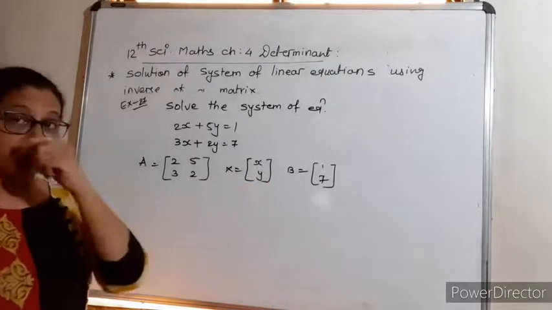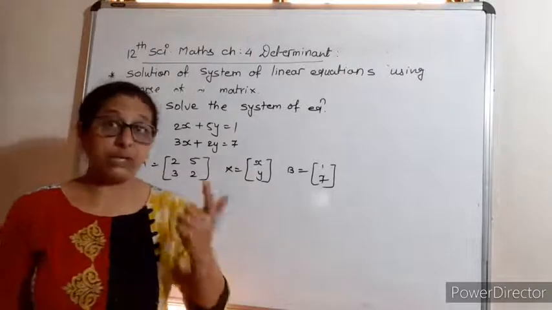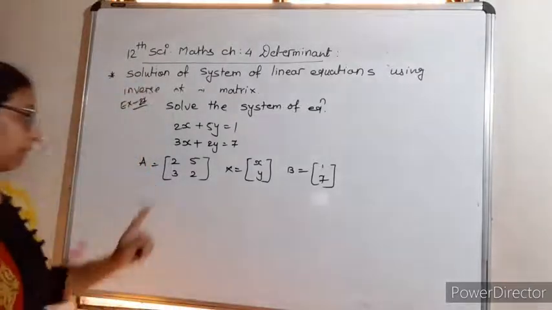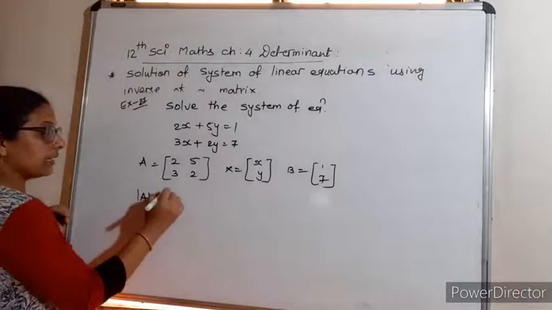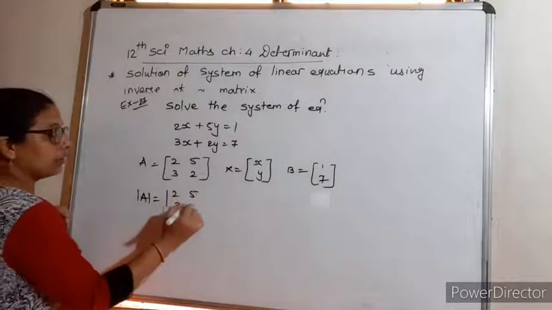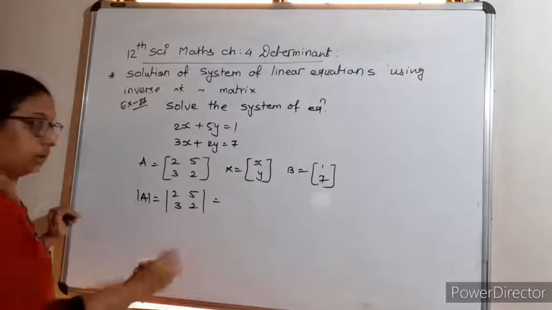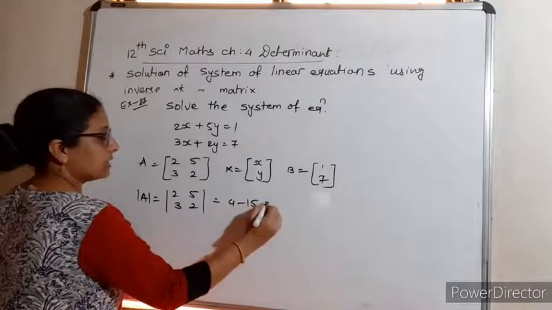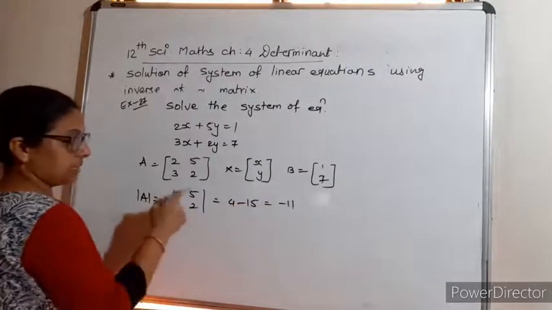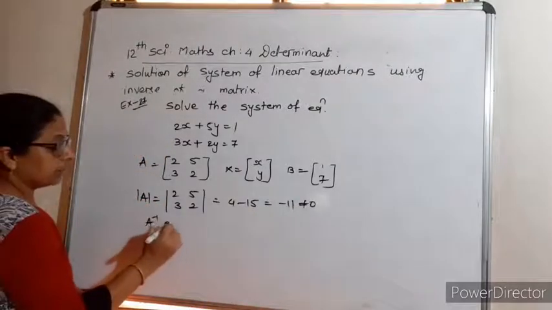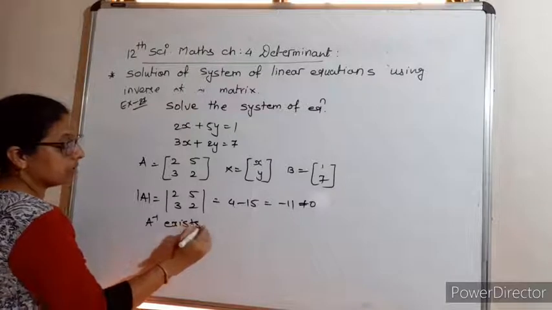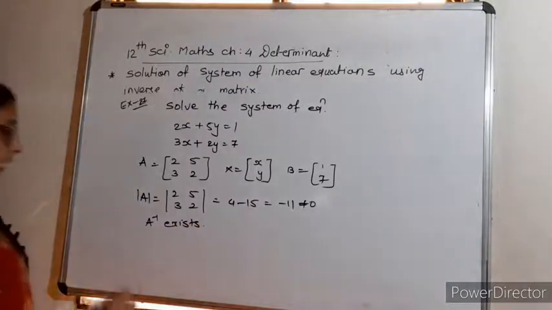So we have the formula x is equal to A inverse B. First of all, we'll find the inverse. So to find the inverse, find the determinant of 2, 5, 3, 2. 4 minus 15 is minus 11, which is not equal to 0. Therefore, A inverse exists.